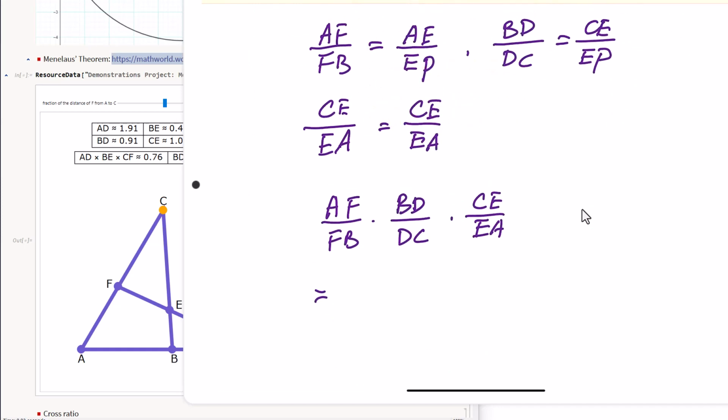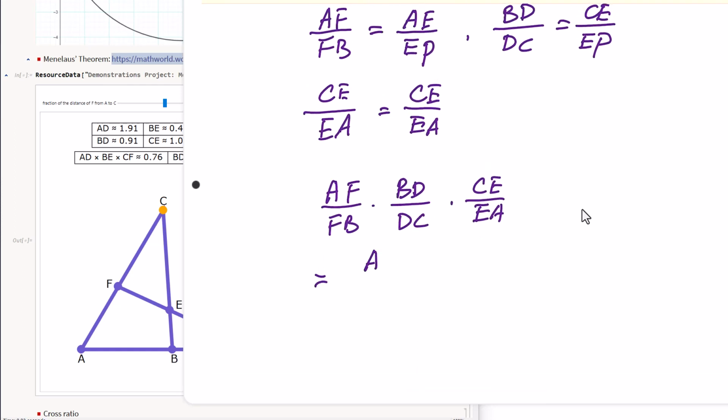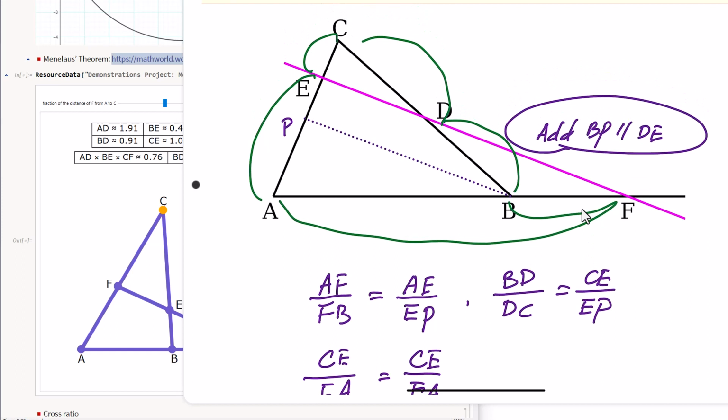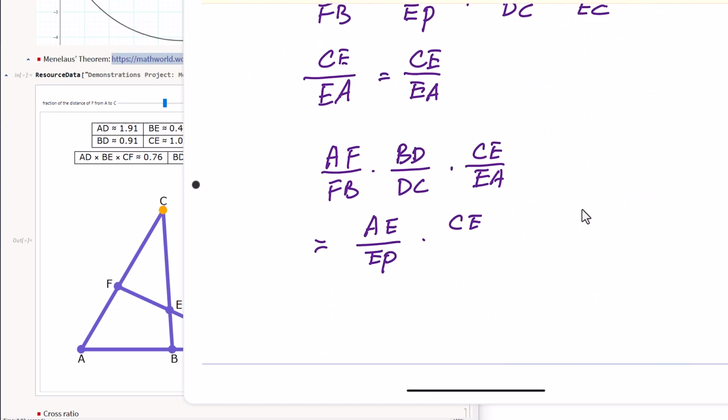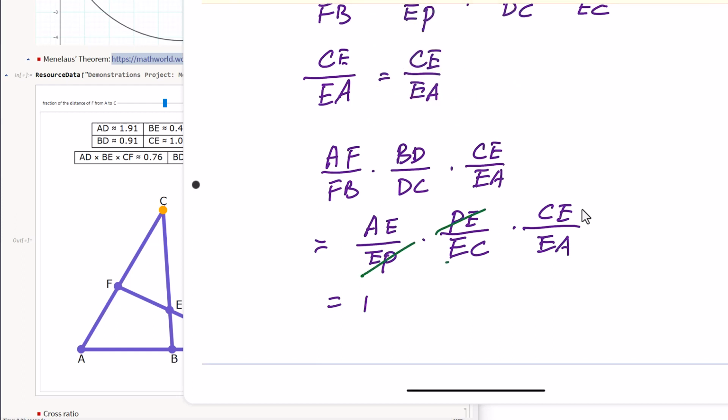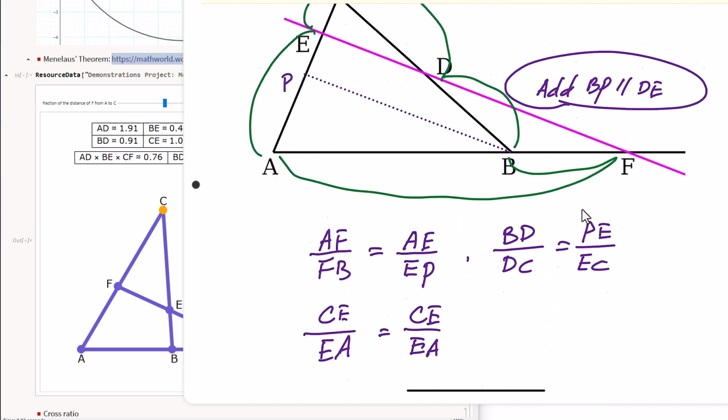And replace all the expressions with the right-hand side: AE over EP times PE over EC times CE over EA equals 1, because we can see that these two things cancel, these two things cancel, and these two things cancel. Okay, so eventually you will have this relationship.